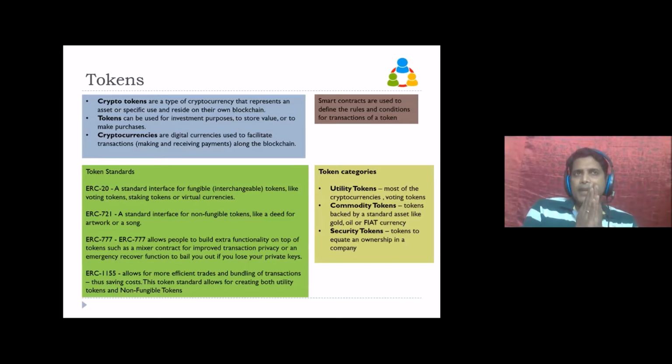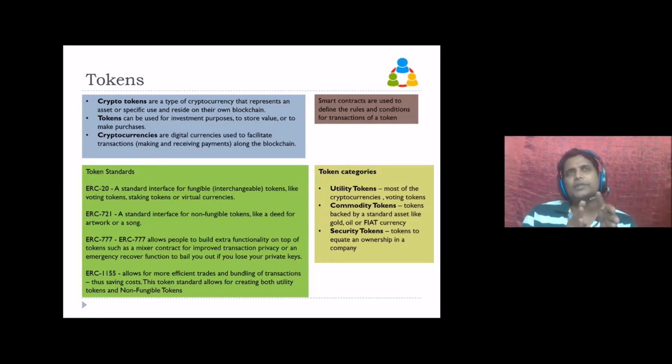Fungible token means if there are 100 tokens, all the tokens have the same value. Bitcoin is a fungible token: one Bitcoin is equal to another Bitcoin, one ether is equal to another ether. So they are fungible tokens, meaning they are all one and the same. Whereas there is another type of token called non-fungible token, which means they are unique. Okay, I'll talk about NFT art.